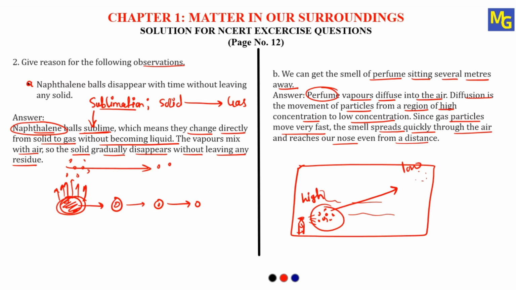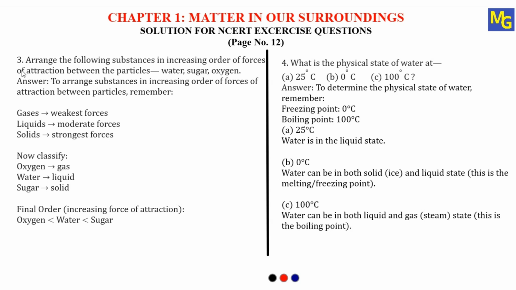So now the next question. Now we will see question number 3: arrange the following substances in increasing order of forces of attraction between the particles. Water, sugar, oxygen. So what is the question here? They have given substances like water, sugar and oxygen, and we have to arrange them depending on the force of attraction, in increasing order. Means first there should be a substance with low force of attraction between the particles, then higher, and then the highest.